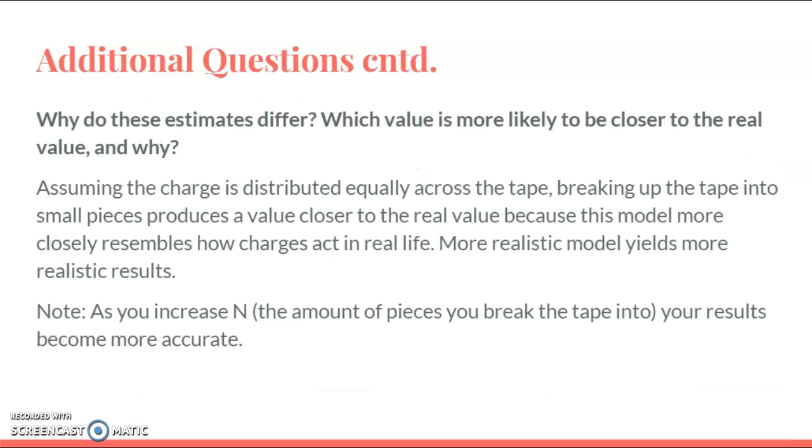Now, why is this so? Why do these estimates differ? Which value is more likely to be closer to the real value, and why? Well, assuming that charge is distributed equally across the tape and breaking up the tape into small pieces is actually much more realistic to how charges act in real life. They do not act as a point charge across a large object. So this more realistic model yields more realistic results, and as we increase the amount of pieces we break the tape into, our results become much closer and more accurate to the real results.